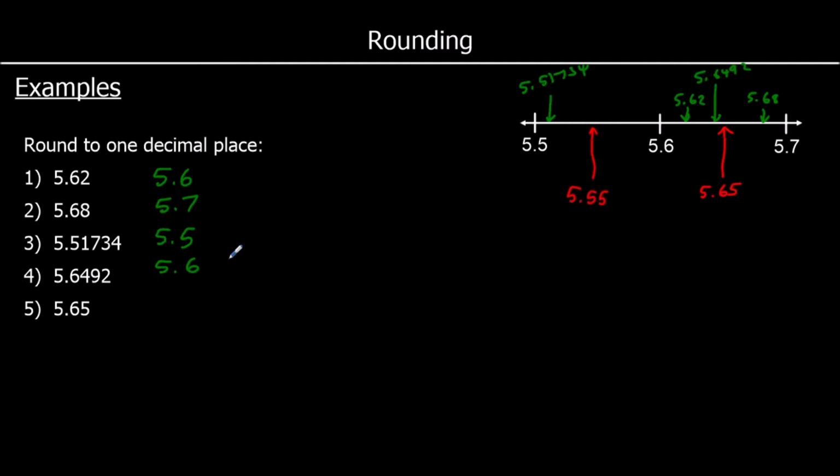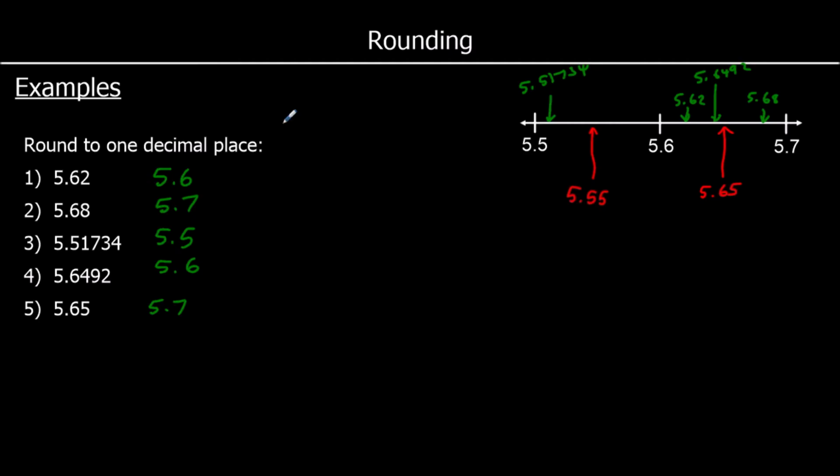And how about 5.65 exactly? So exactly halfway between 5.6 and 5.7, exactly in the middle, we are going to say it's going to round up. The most common way of rounding, that's what's usually done. It usually rounds away from 0, so we're going to round it up to 5.7. So even though it's exactly halfway, we're rounding up.